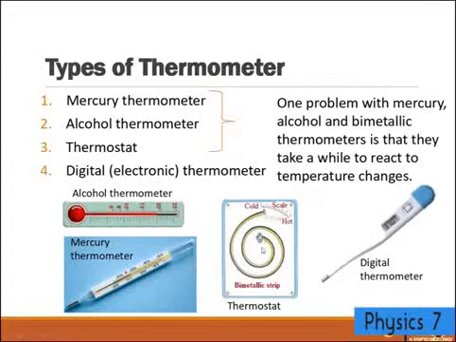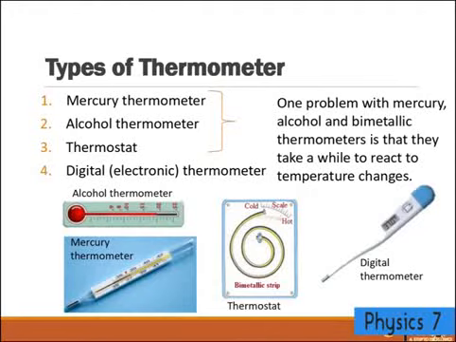Now, there's another type of thermometer called a thermostat. It's made up of a bimetallic strip and a scale. And the bimetallic strip is made up of two different metals which are bonded or glued together. Now, because the metals expand at different rates, the combined strip bends in a certain direction when it's heated. And when it cools, it bends in the opposite direction. So we use thermostats in refrigerators as a switch.